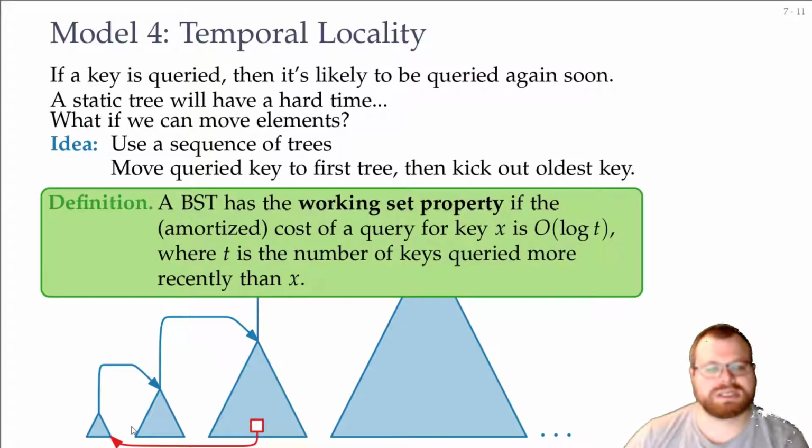And if we do this, then we get the working set property. The working set property tells us that the amortized cost of a query for key x is order of log t, and t is the number of keys that have been queried more recently. And it's not so hard to prove for this sequence of trees that we get the working set property. So when something has been queried recently, then it's in one of the first trees, and then we don't have to look at too many trees, they don't have too much size, so we can quickly access it again.